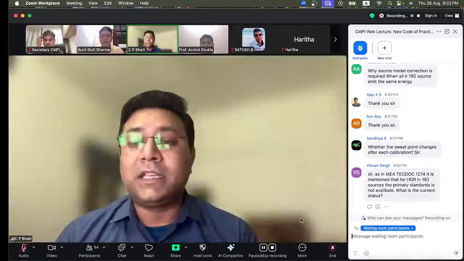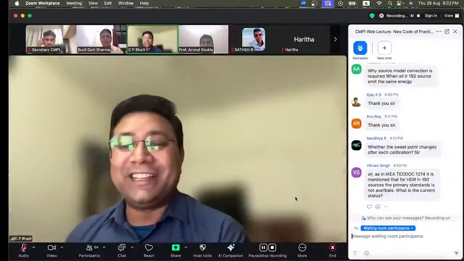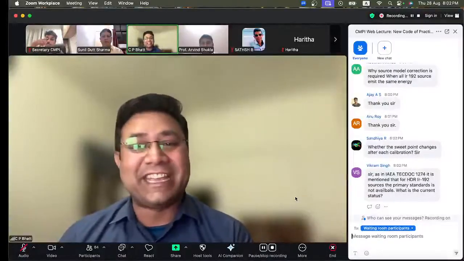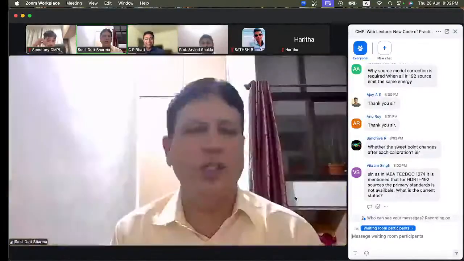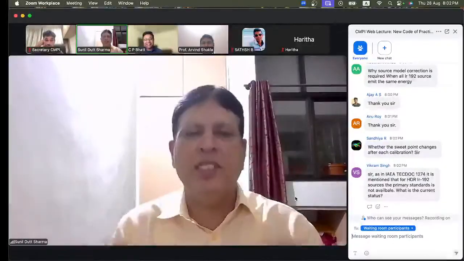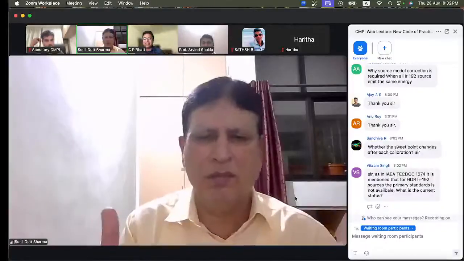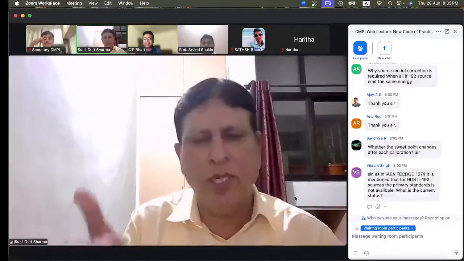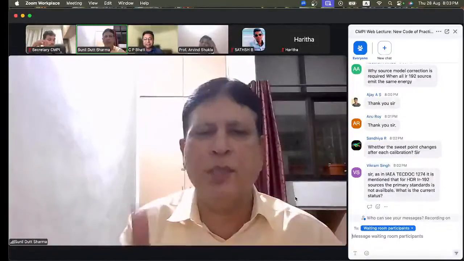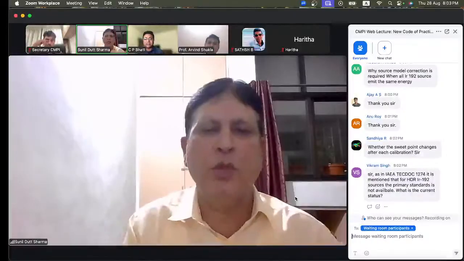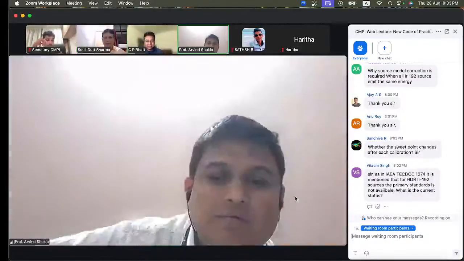Okay, sir. There's one more question. So whether the sweet spot changes after each calibration? I don't think so, because it is the fixed characteristic of the detector. Calibration is a response variation. So whatever variation will take place, it will take place for the whole well, not for a single point.